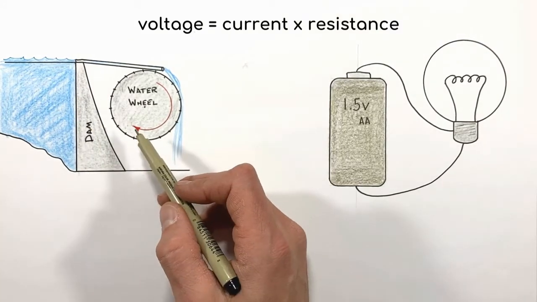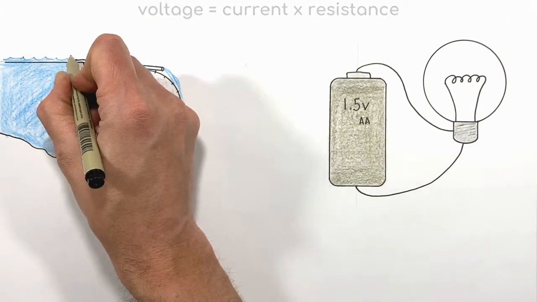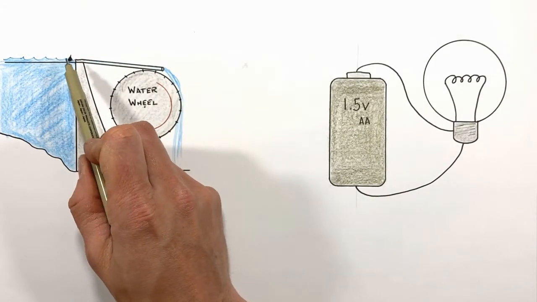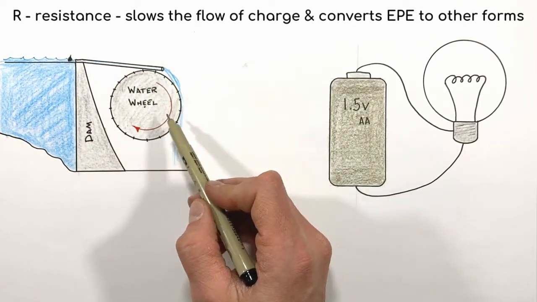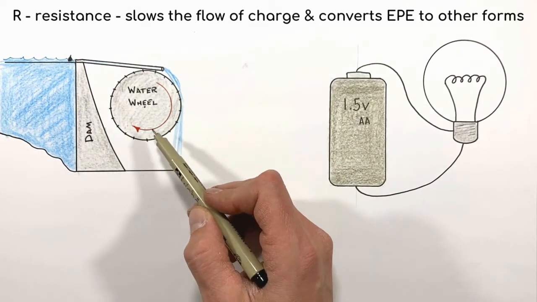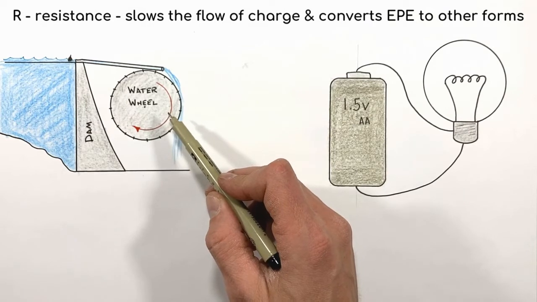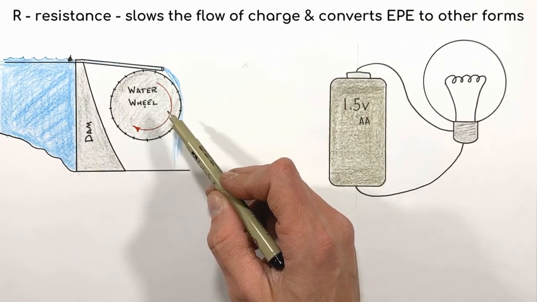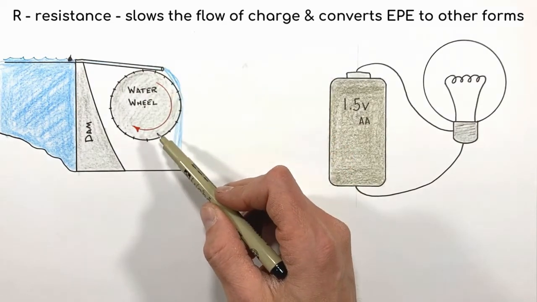So starting with the dam, let's say that right here, there's a droplet of water. And that droplet of water has some gravitational potential energy. Now, when we let that drop flow through the pipe and over the wheel, that potential energy is going to turn into kinetic energy. And as the water wheel spins, it's the water wheel that's going to provide resistance to the flow of water, in turn converting that water's gravitational potential energy into other forms of energy.